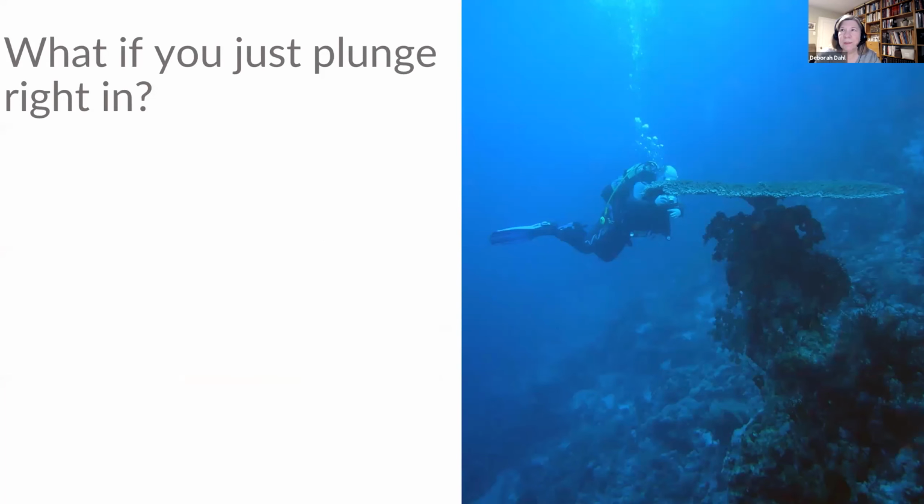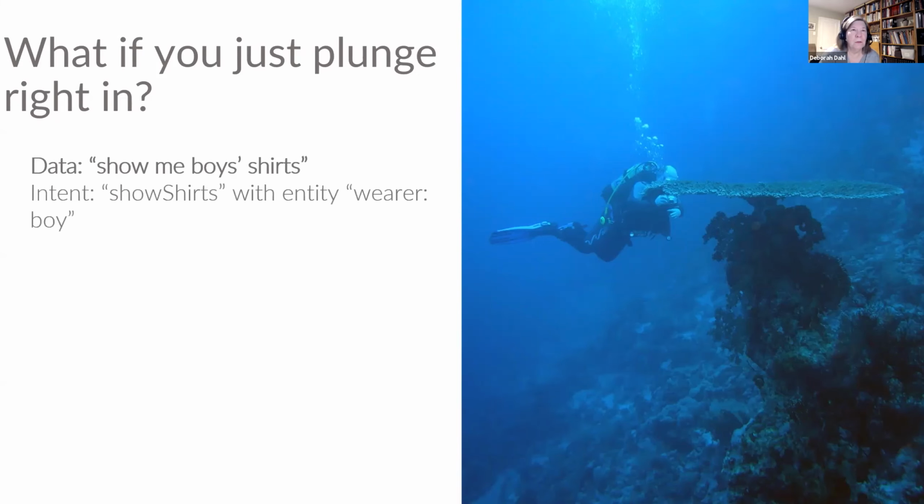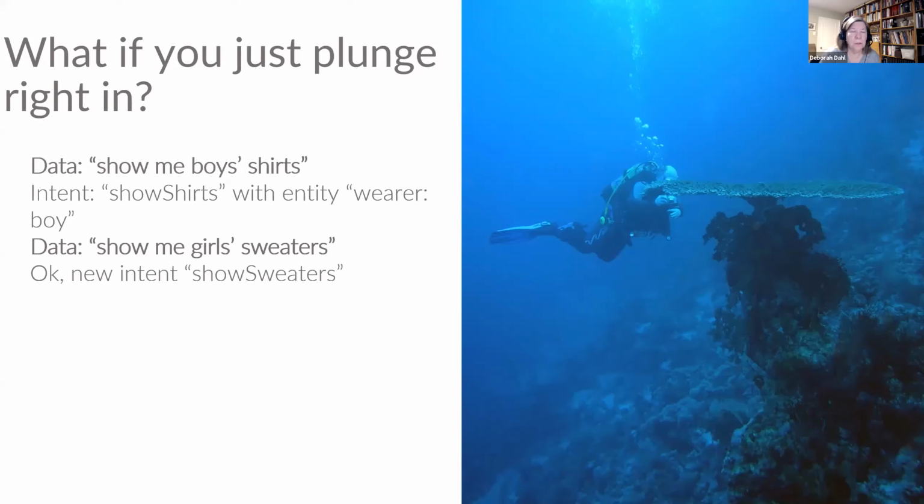Well, what if you just plunge right in and start designing with your great toolkit? Let's say you're doing some kind of shopping assistant. You get your very first data from a user, and the user says, "show me boys' shirts." Great, let's do an intent. How about show shirts? And maybe it has an entity of a wearer, and the wearer is a boy, and that's a great structure for that utterance. So you get another piece of data, "show me girls' sweaters," and you think, oh, okay, well, obviously girls is another wearer, so that's another entity value that I need. So let's have an intent called show sweaters.